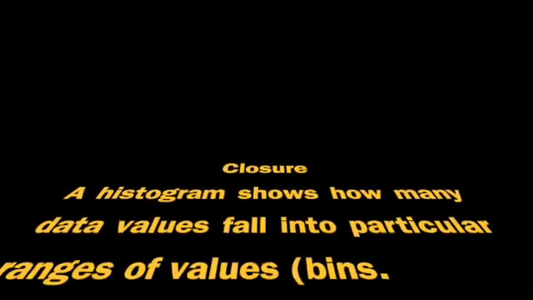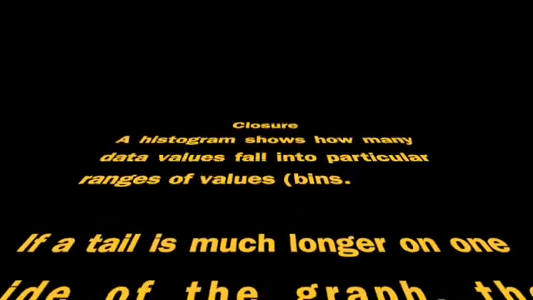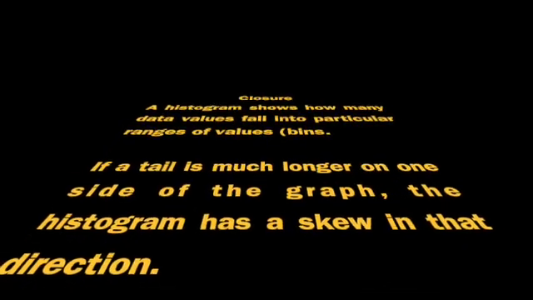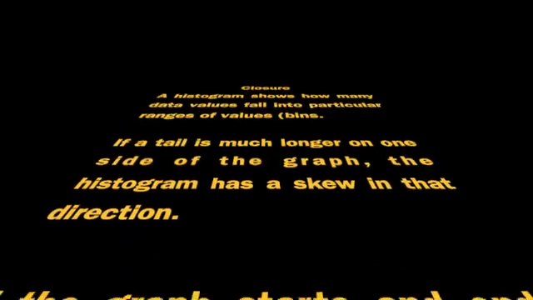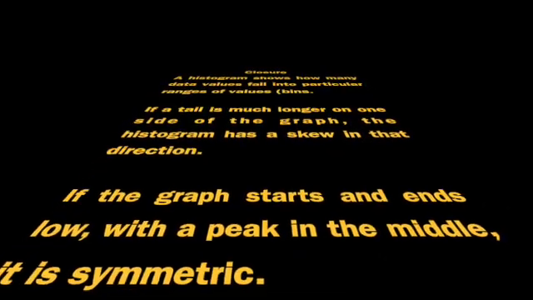To summarize this lesson, a histogram is a graph that shows how many data values fall in different ranges of values, which we call bins. If one of the ends of the graph features a longer tail, we call the graph skewed in that direction. So if there's a left tail, we call it left skewed, and if there's a right tail, we call it right skewed. If the graph starts and ends low with a peak in the middle, we call that symmetric.